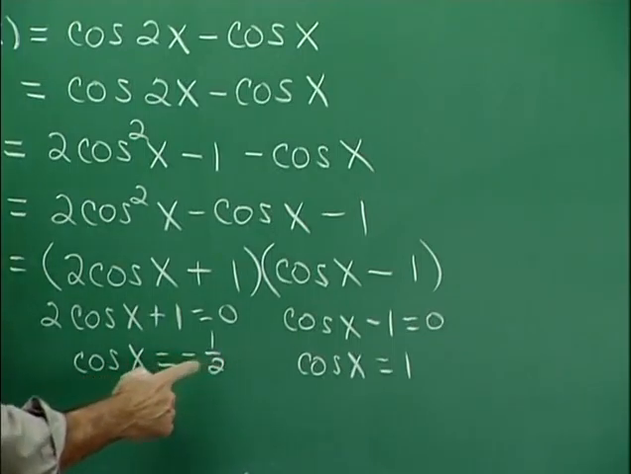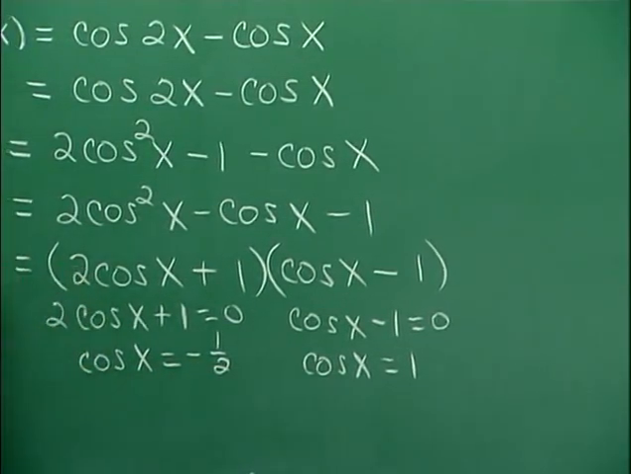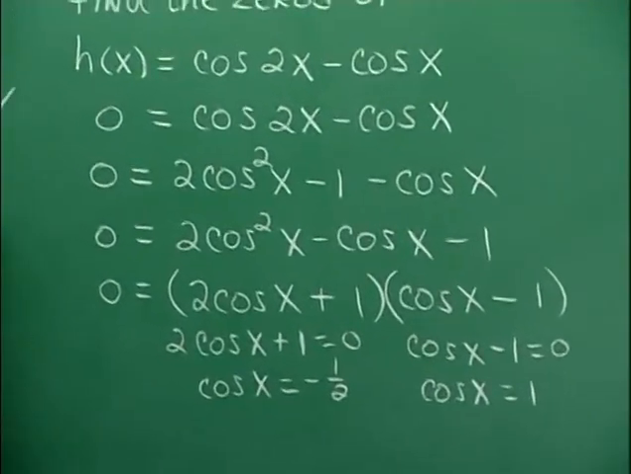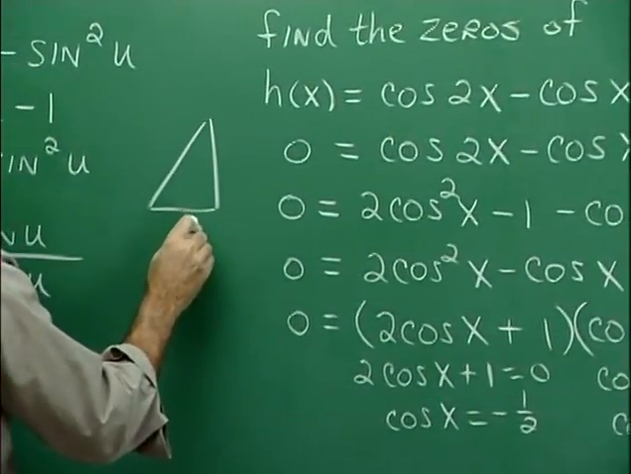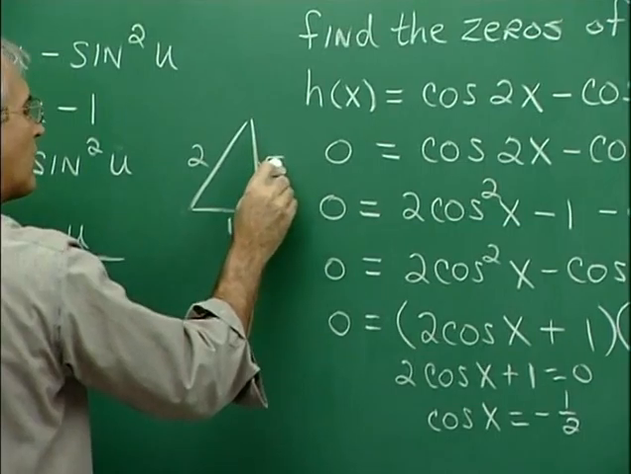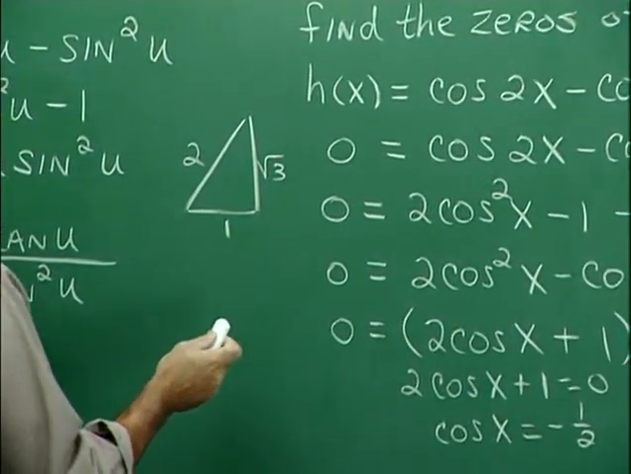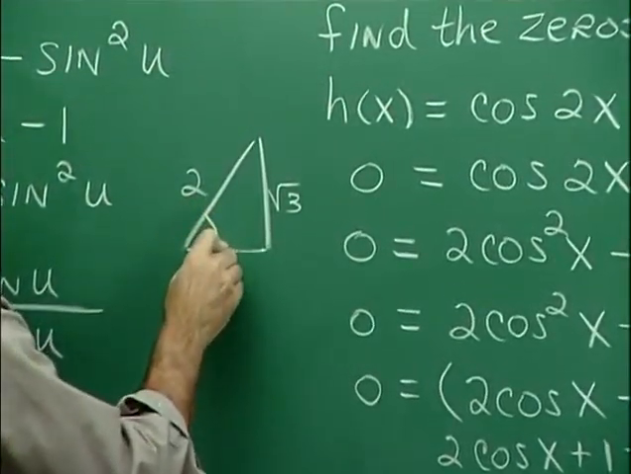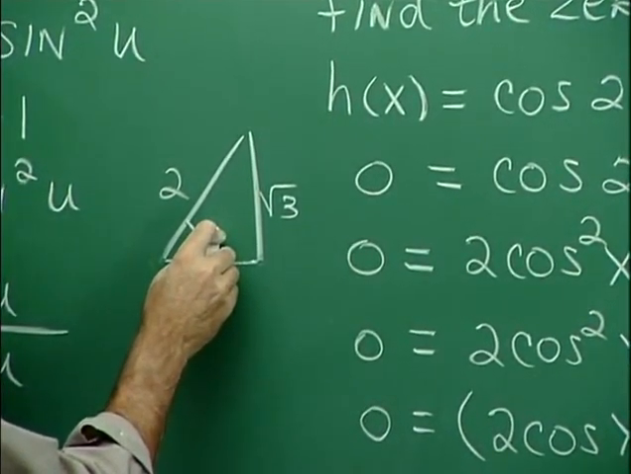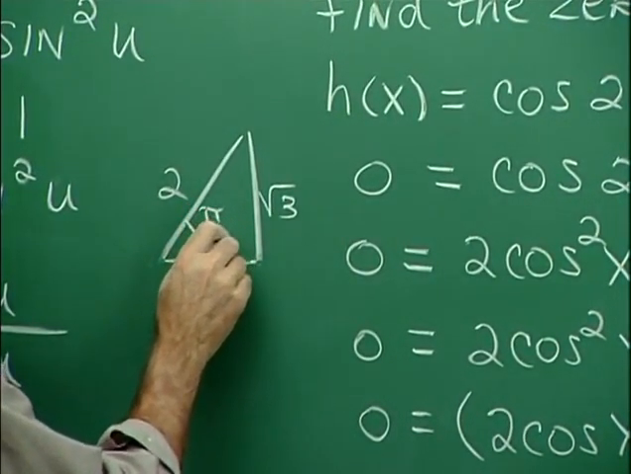Okay, for this one, cosine x is negative 1/2. Well, I need some more information here. I need to go to that 1, 2, square root of 3 triangle. I'm talking about cosine, so it's adjacent over hypotenuse. Oh, that's this angle. It's 60 degrees or pi over 3. So we're thinking pi over 3.